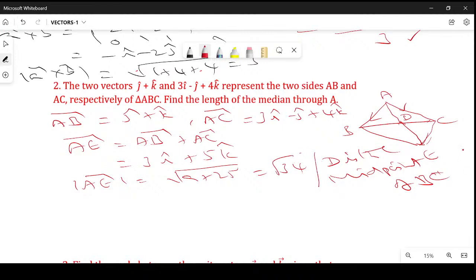Since D is the midpoint of BC, D is also the midpoint of AE. AD equals DE. Half of AE gives the length of the median. Here AD is the median. I can write mod AD bar equal to 1 by 2 mod AE bar.